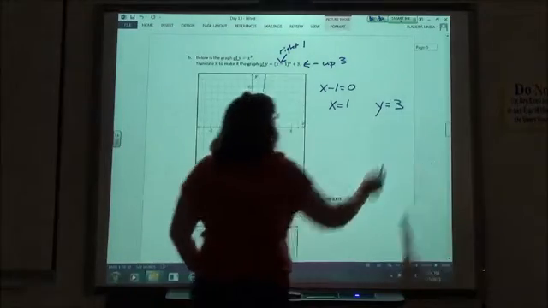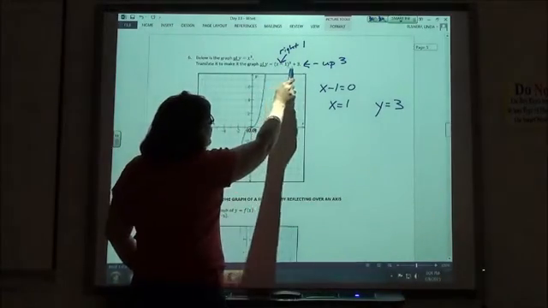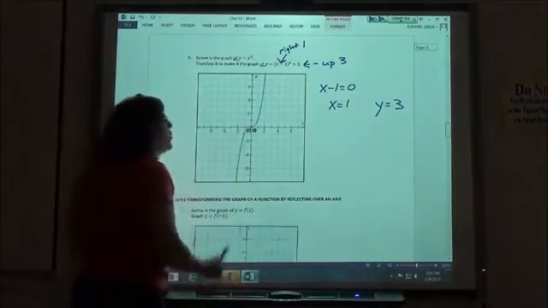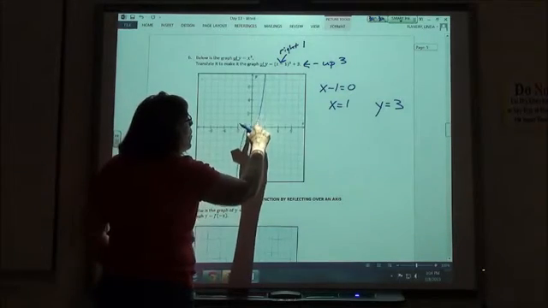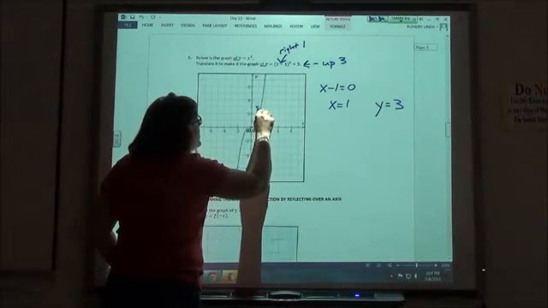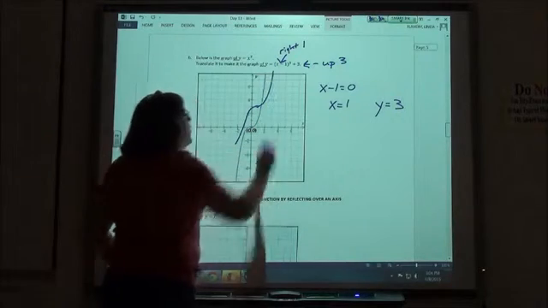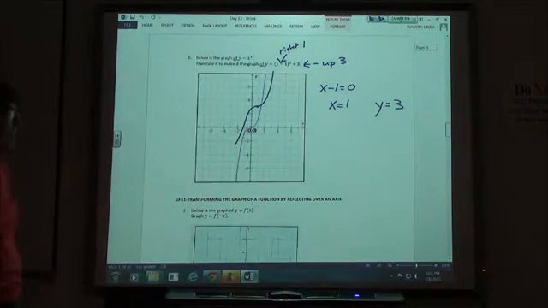Y would equal 3 if x equals 1. 0 plus 3 is 3. So I'm going to move it over 1 and up 1, 2, 3. It's going to go there, and then my graph's going to redraw something sort of like that.